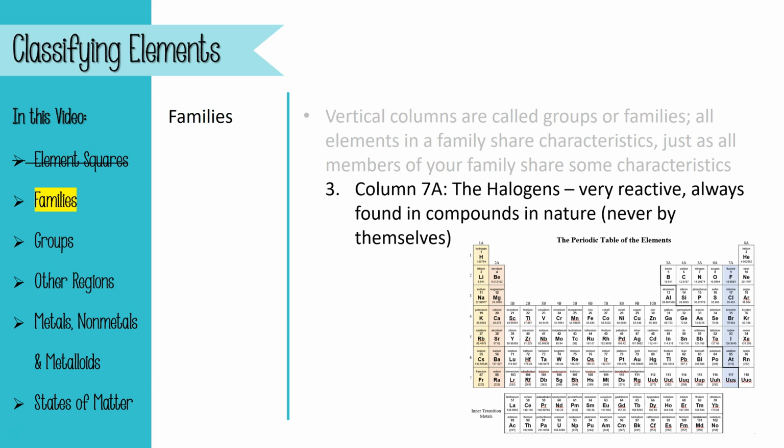Next, we move to the opposite end of the periodic table, to column 7A. Elements in this family, fluorine, chlorine, bromine, iodine, astatine, and 117, which has recently been named tennessine, are called the halogens. These elements are highly reactive. Because of this, if they're ever alone, they immediately react with something nearby them, and so they're always found in compounds. Take a minute to pause the video and color the elements in column 7A.